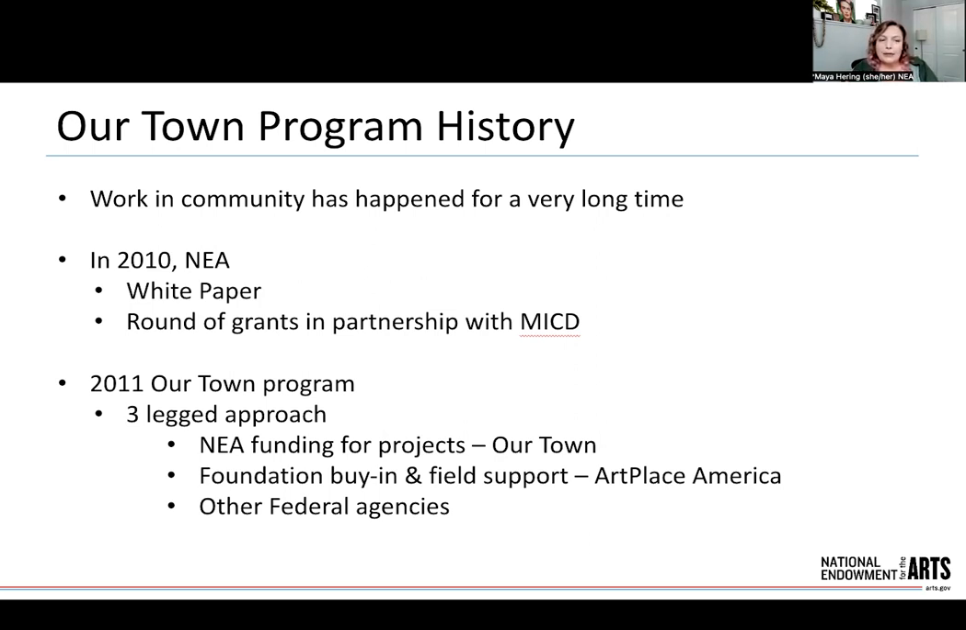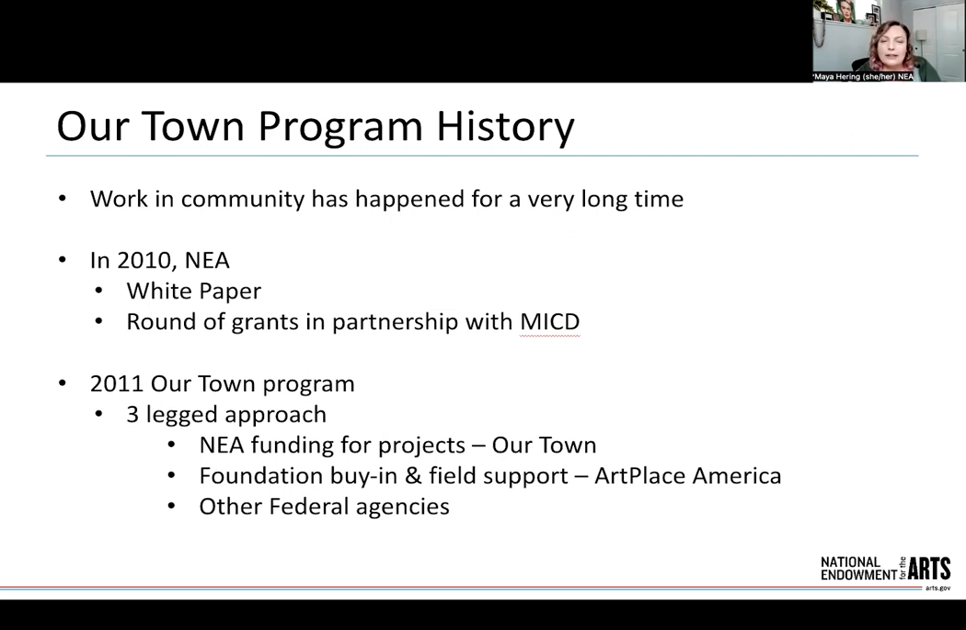So in 2010, NEA released a white paper by researchers Markusen and Gadwa called Creative Placemaking. And this white paper really documented about two decades of what American creative placemaking looked like, drawing on case studies and research, talking about creative initiatives and how they were animating places and sparking economic development. At the same time, the NEA piloted a grant program to support place-based work in partnership with the Mayors' Institute on City Design initiative.